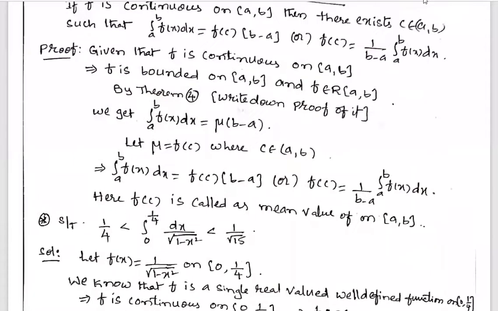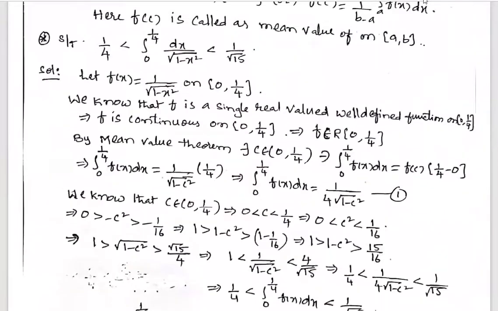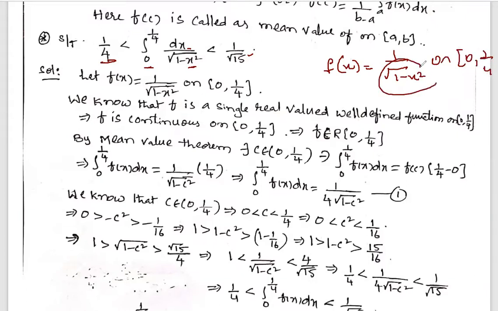Next, moving on to one problem, you'll have a clearer idea if you see this problem. It says if 1 by 4 is less than the integral from 0 to 1 by 4 of dx by root 1 minus x square, which is less than something. So just take f of x from this. F of x is equal to 1 by root 1 minus x square on 0, 1 by 4. Obviously this is a single valued well defined function. If you put 0 in place of x, you'll have a well defined function. If you put 1 by 4, that is also a finite well defined function.